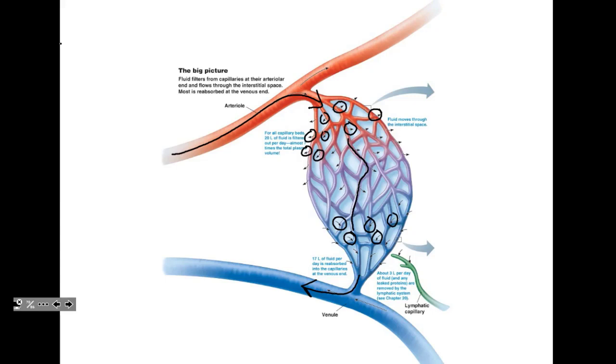So really when we talk about net filtration pressure, the focus here is how are the arrows from here to here changing direction? How is it possible to force something out of a vessel at the arterial end, but then force things back in at the venous end? So that's really what net filtration pressure is all about.